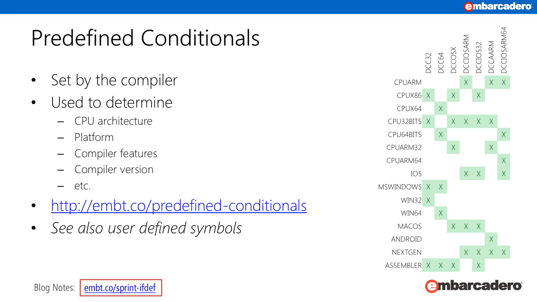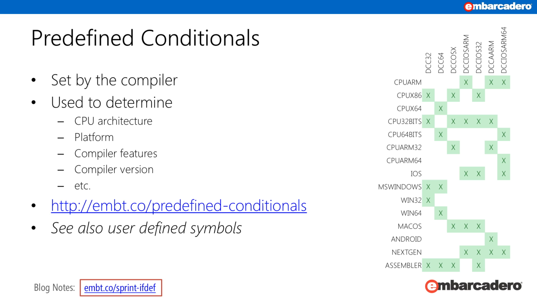So there's a number of predefined conditionals that are available to you to test for your code. There's a list of some of them there on the right. The full list is available at that short link there. These are set by the compiler. So if you're using the Android compiler, then it sets CPU ARM, you see there, which is set on the Android compiler, the iOS ARM compiler, and the iOS ARM64 compiler. So you can use these compiler directives to determine compiler features, CPU architecture, whether it's 64-bit, 32-bit, etc.